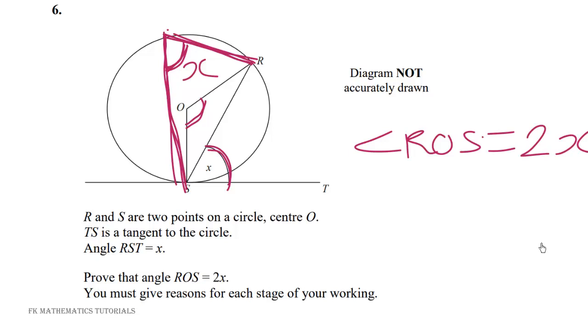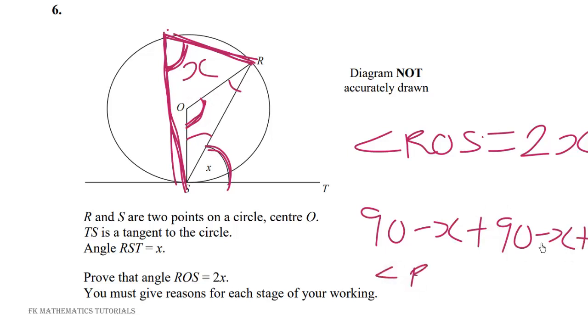Another way you can do it is that the angle over here is 90 minus x. So 90 minus x. So that angle will be equal to this one, also 90 minus x. Now if you add it to angle ROS, all should be equal to 180 degrees. So straight ahead, you see that 90 plus 90 is 180.